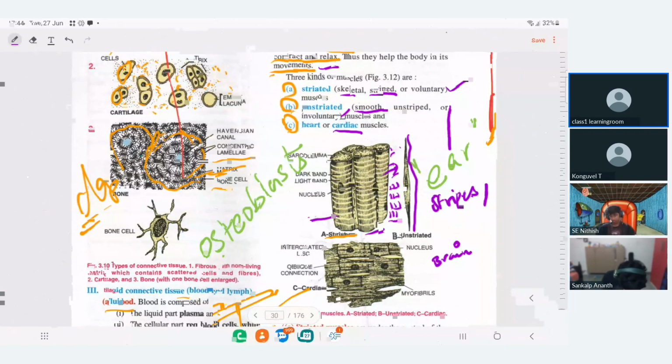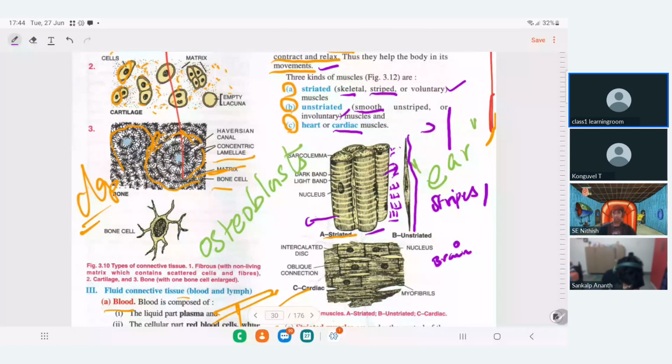The basic structure is cylindrical. Like this, you can see the striations. And of course, it supports what? Voluntary action. Voluntary action in the sense thinking is involved, the brain is involved. You have to think. For example, to walk, you have to think. To run, you have to think. That is called voluntary action.